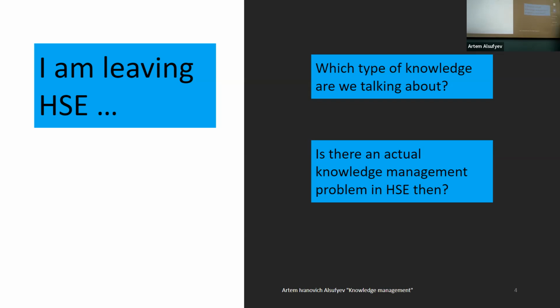If we pursue this strategy, we get what? New knowledge from other companies, new ideas, and so on. Here, so-called specific knowledge.